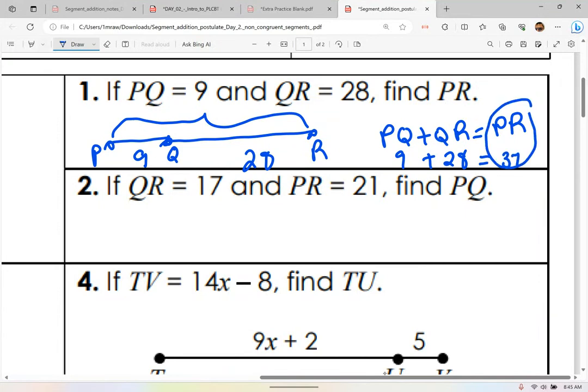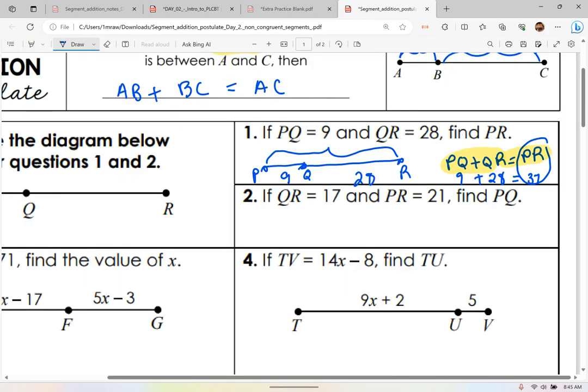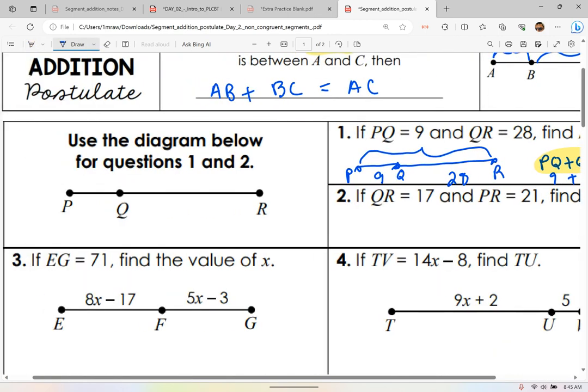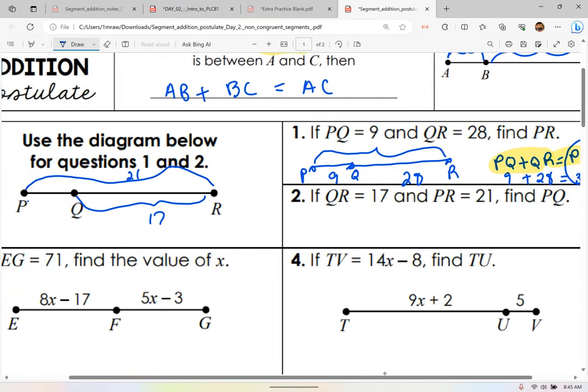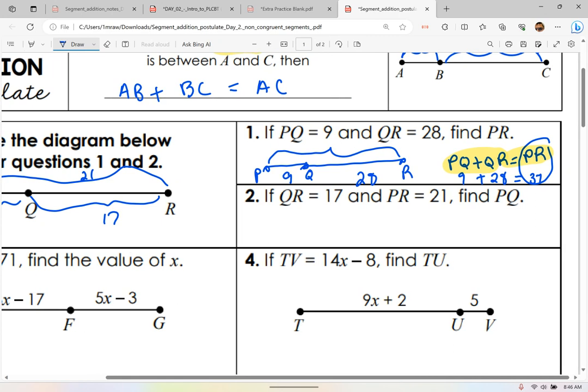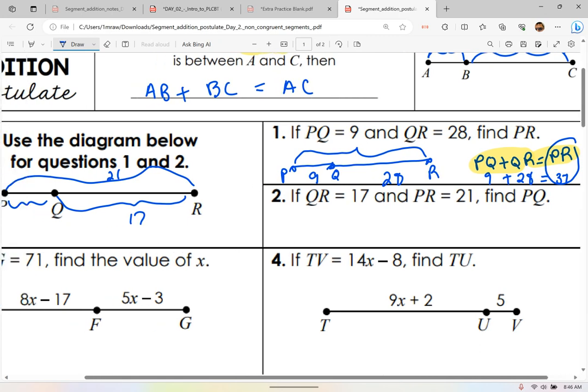Okay, and this right here, this is the geometry. This is what you're really learning today. The rest is just going to be arithmetic and algebra. So now I'm going to use the picture, because I didn't want to use it on that first one. But this one is now saying that QR is 17 and PR is 21. So the whole thing is 21. It wants us to find PQ. So this one, we're going to work backwards. Remember, the segment addition postulate states that PQ plus QR equals PR.